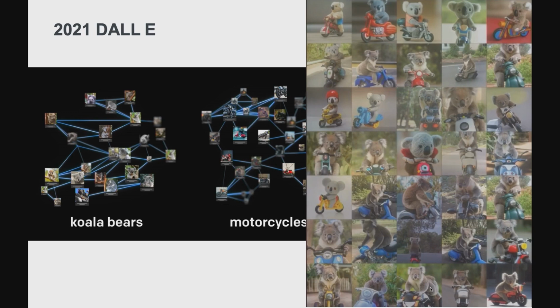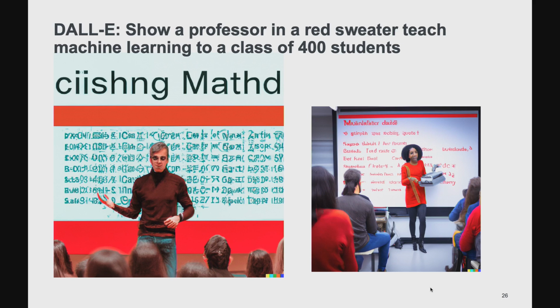It doesn't always work out fully. I mean, these engines are also known for doing some stupid mistakes, like providing people with 6 fingers instead of 5 or only 4. Of course, there are people who have 6 fingers or 4, but it's not the average. And yeah, you can try. Last year I tried, I didn't try again. I should probably have tried again. Show a professor in a red sweater teach machine learning to a class of 400 students, and that was the outcome. Some gibberish in the background and something that looks somewhat Greek, but not quite.